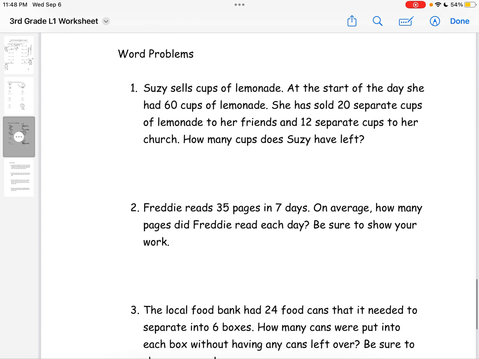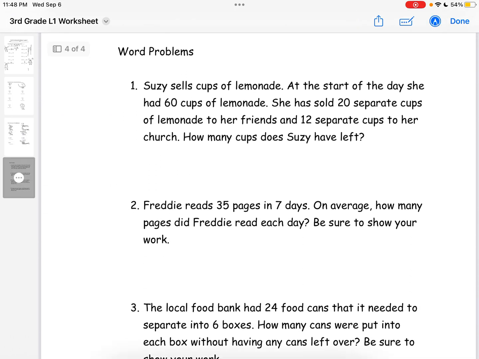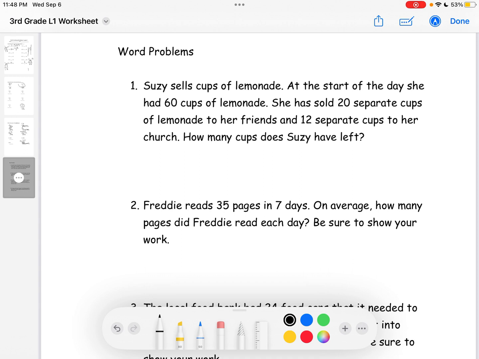Now we'll go down to the word problems. For the first one, it says Susie sells cups of lemonade. At the start of the day, she has 60 cups of lemonade. She has sold 20 separate cups of lemonade to her friends and 12 separate cups to her church. How many cups does Susie have left? So what you want to do first is highlight the important parts. So the first part, it says sold 20 to her friends and they sold another 12 to her church. So you want to add that up.